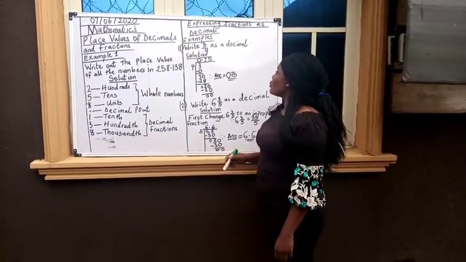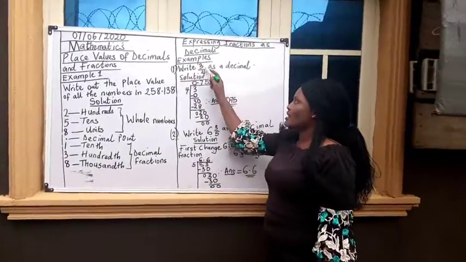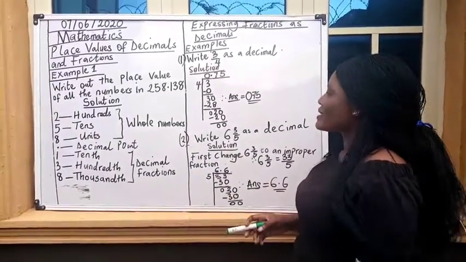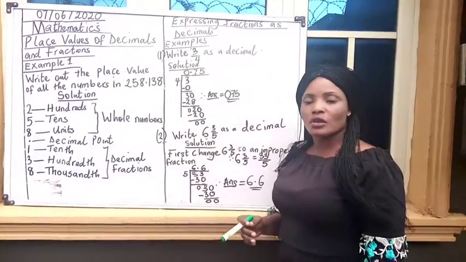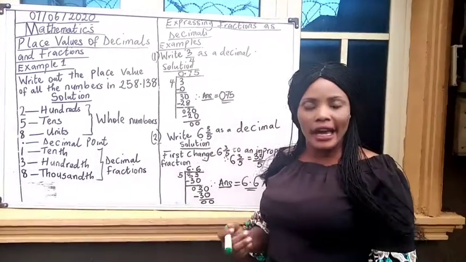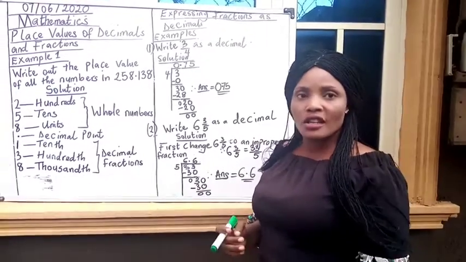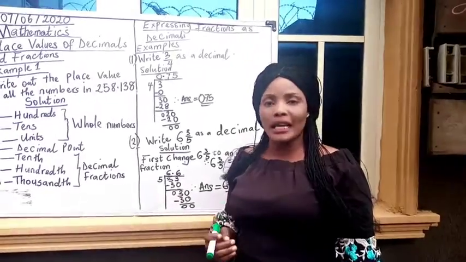The first example says write 3/4 as a decimal. As you can see, this is a fraction. Write 3/4 as a decimal. The solution. Before I move to the solution, I want to tell you that at your age, the appropriate method is to use a table method, because sometimes a calculator may not be available. So use a table method.